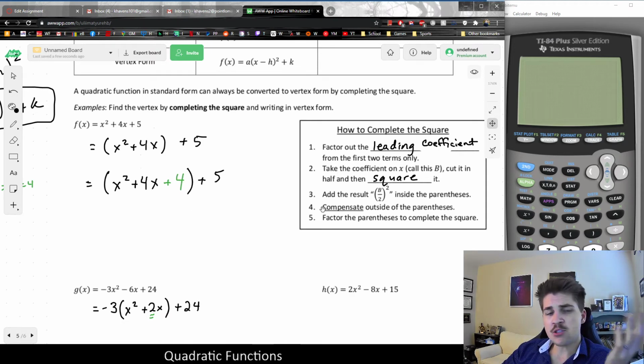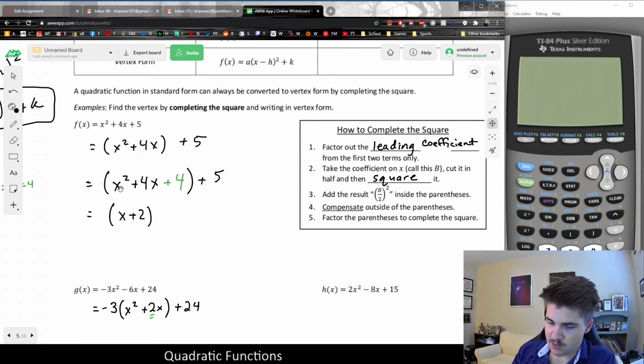So step 4, what it says to do is compensate outside the parentheses, and step 5 would be to factor the parentheses to complete the square. Well, the whole point of adding that very specific number in there is, notice that this creates another quadratic within the parentheses. And this quadratic should always factor, and it should always factor in a very specific way. So this polynomial would factor as x plus 2 times x plus 2, right? And if you go ahead and FOIL that out to check, that would be x squared plus 2x plus another 2x plus 4, and that would add up to x squared plus 4x plus 4.